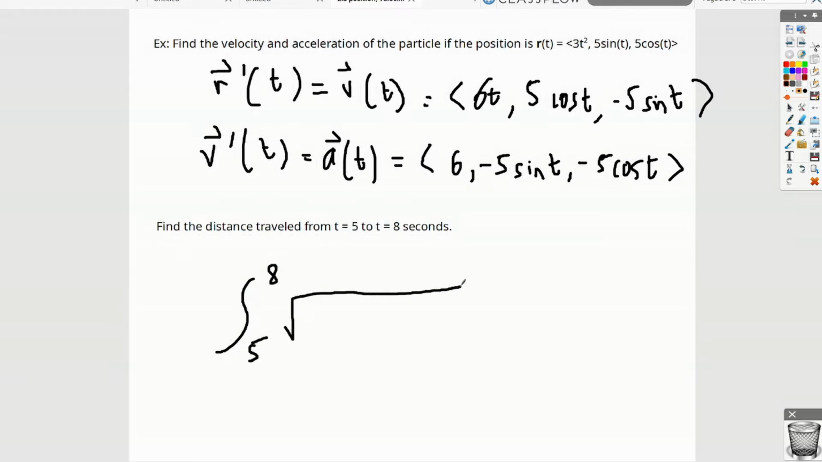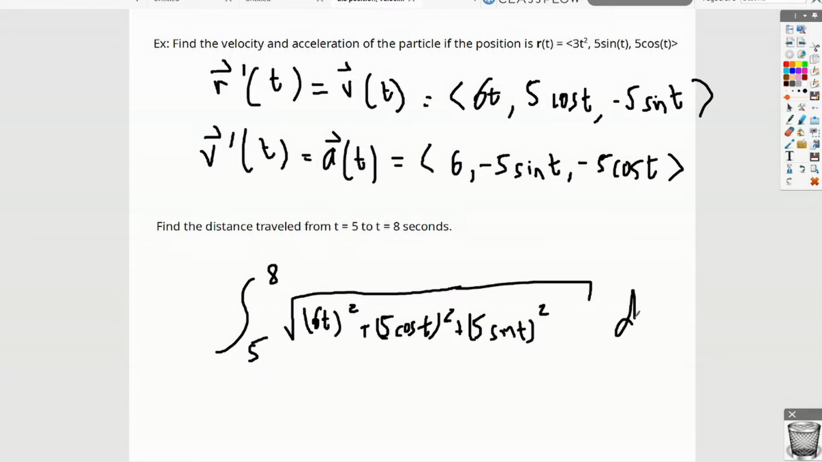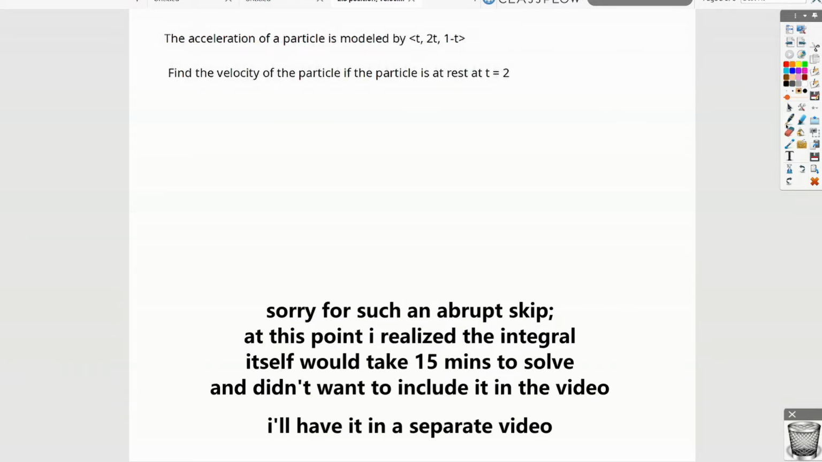the square root of the 3 components, 6t plus 5 cosine t, all squared, plus negative 5 sine t. I'm just going to make it positive because you know that negative times a negative is positive. Let's keep going. This is the acceleration.